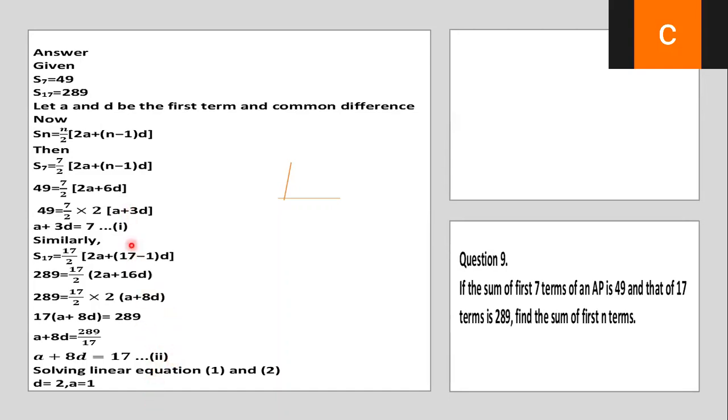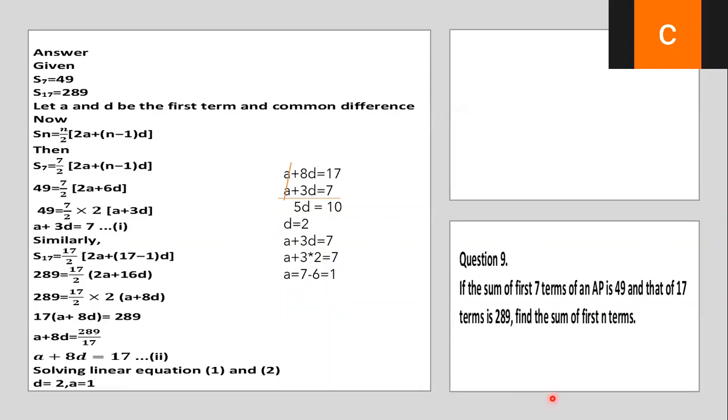Now equation 1 and 2, I'll subtract equation 1 from equation 2. A plus 8D is equal to 17, A plus 3D is equal to 7. If I subtract, A and A will get cancelled. 8D minus 3D is equal to 5D. 17 minus 7 is equal to 10. D is equal to 10 divided by 5, it is 2. So this D value, either apply in equation 1 or equation 2, you'll be getting A value 1. Anyone have doubt, children? No, ma'am.